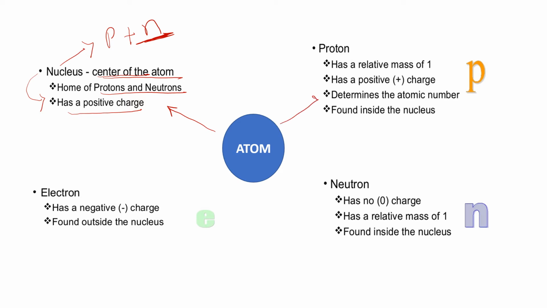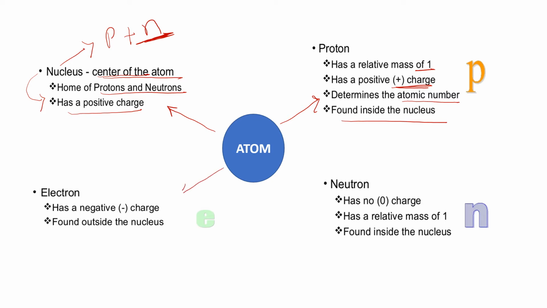Now what is a proton? It is denoted by P. It has a mass of 1. The proton has a positive charge. The proton determines the atomic number. How many protons there are is known as the atomic number of an atom. Protons are found inside the nucleus.